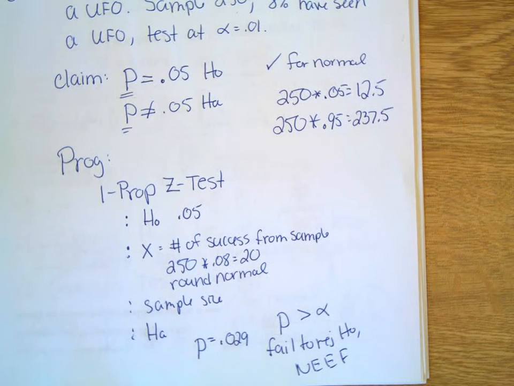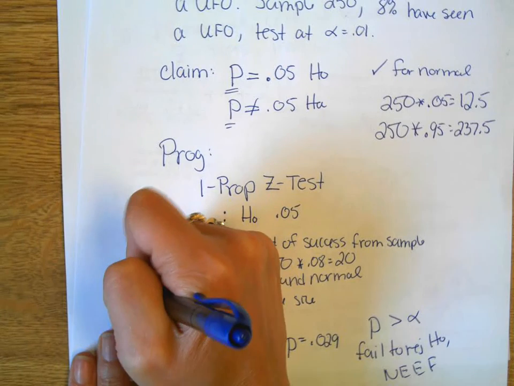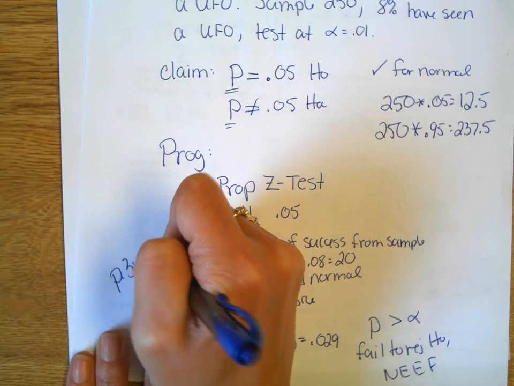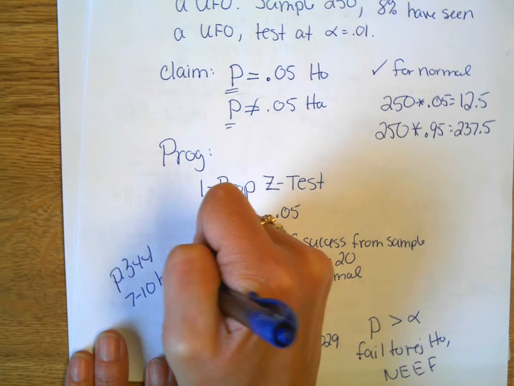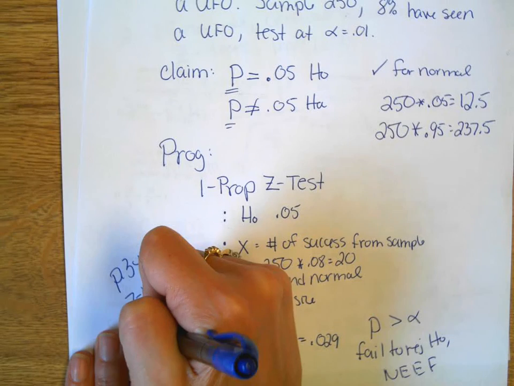Okay, that's what I have for you. Your assignment then is 7-4, page 344. Let's go 7 through 10 by hand, and 11 through 13 with the program.